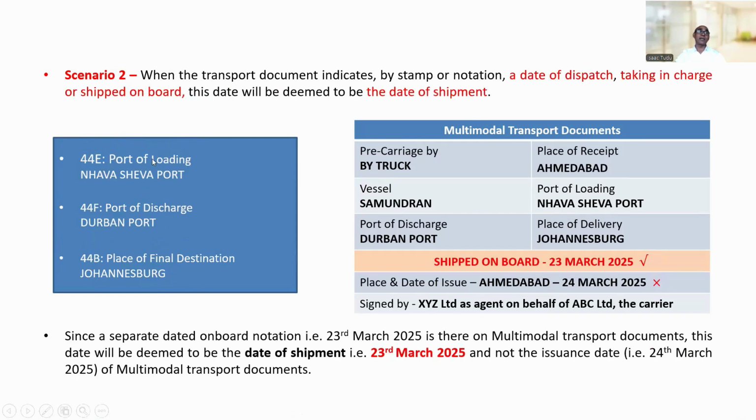Another scenario, here we find that it starts with shipment by sea, port of loading Nhava Sheva port is there, port of discharge Durban port, going to Johannesburg. Here you have received a multimodal transport document, right? You can very much see there, apart from the date of issuance of the multimodal transport document, it has also been given a separate dated shipped on board. What is the date of shipped on board? 23rd March. So since a separate dated on-board notation, that is 23rd March, is there on the multimodal transport document, this date will be deemed to be the date of shipment, means 23rd March will be taken as the date of shipment, not the issuance date of the multimodal transport document, right? So please remember this. Fine.